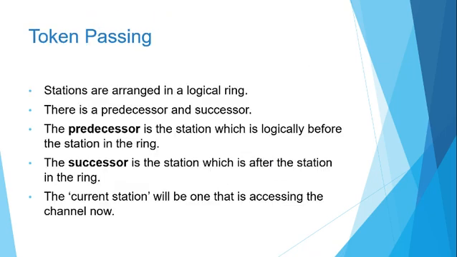Now the third method is token passing. In the token passing method, the stations in a network are organized in a logical ring. In other words, for a station, there is a predecessor and a successor. The predecessor is the station which is logically before the station in the ring.